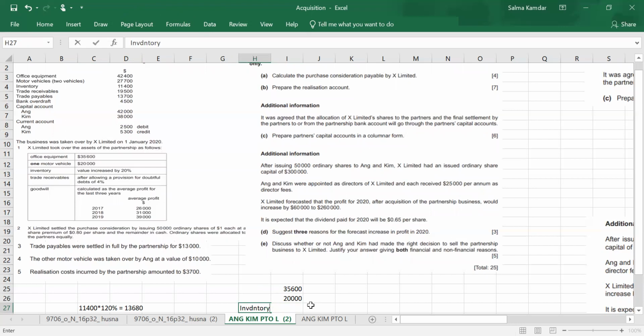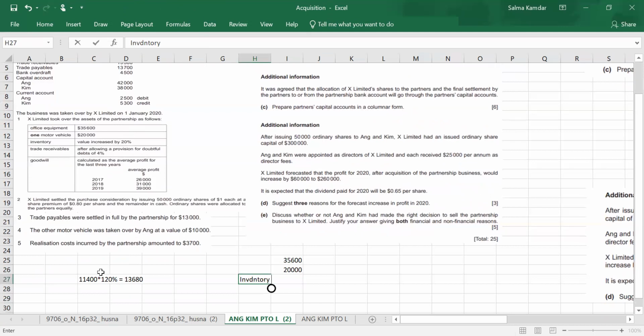Trade receivables, after allowing a provision of doubtful debts of 4%. So I have trade receivables of 19,500 and I am allowing a provision of doubtful debts of 4%. So trade receivables would be valued at 96%. So 96% of the trade receivables will come up to 18,720. So the trade receivables are valued at 18,720.